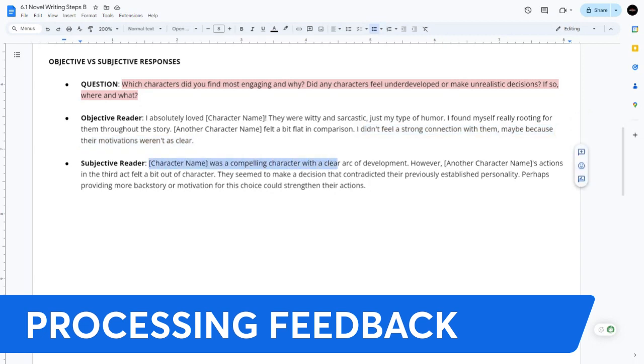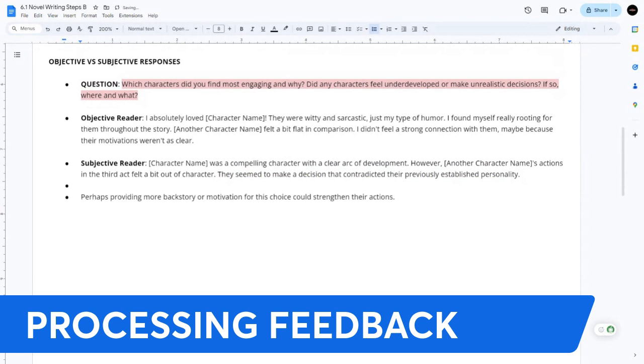This was a compelling character with a clear arc of development. However, another character's actions in the third act felt a bit out of character. So this is all good, okay? But, this is also good. This is also good. They seem to make decisions that contradicted their previous established personalities. That's all fine. This right here, this becomes objective because they're providing their opinion.